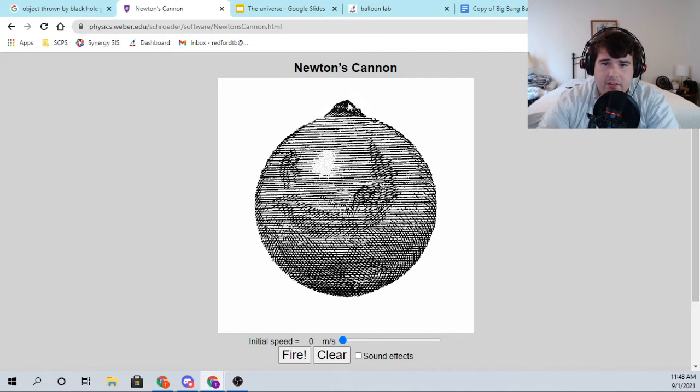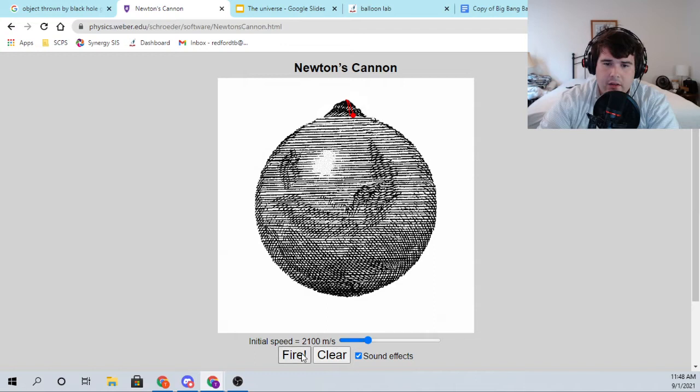So imagine that there's a cannon on the top of this mountain, and let's turn the sound effects on for fun. It's going to shoot a cannonball at 500 meters per second. That's pretty fast. Okay, it shoots it, and this is the whole world. So even though it's going pretty fast, from our perspective it looks like it barely goes anywhere and it falls. Okay, let's increase that up to 1,000. It goes a little further.